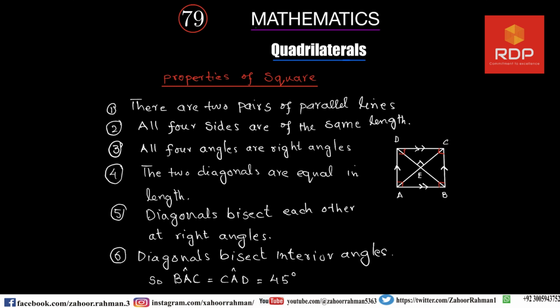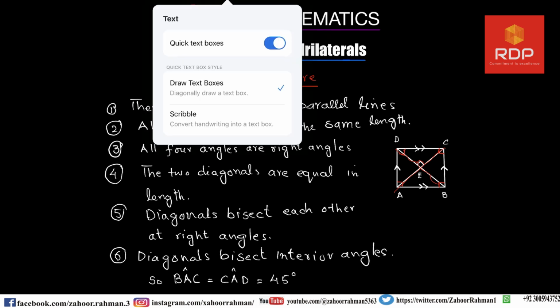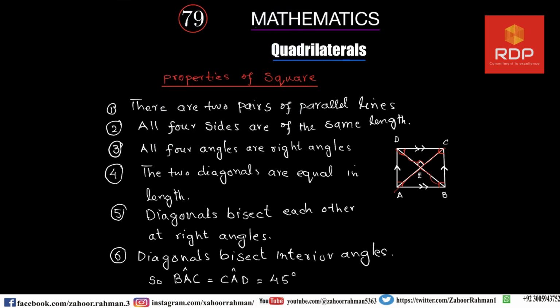The sixth and the last one is diagonals bisect each interior angle. So that is equal to 45. I told you. But one more is that this angle and this angle bisect each other at 90 degree. So you have to keep that in mind as well.